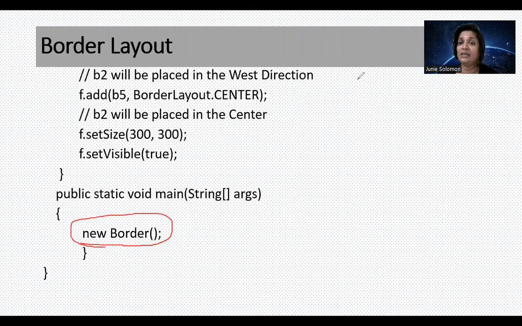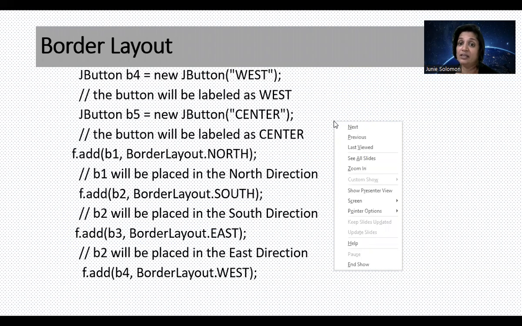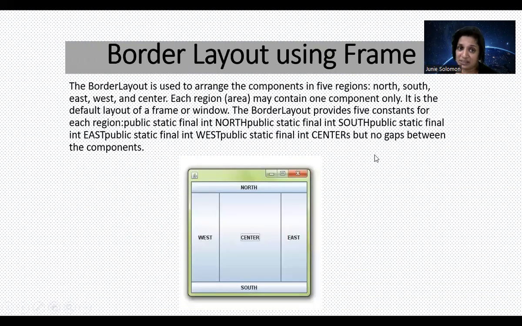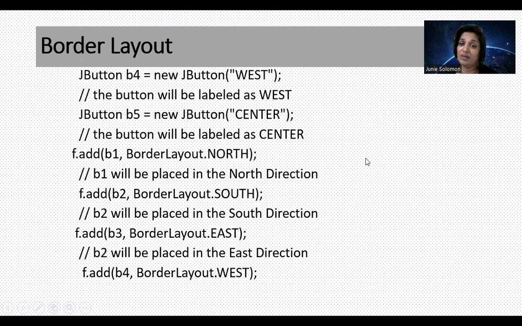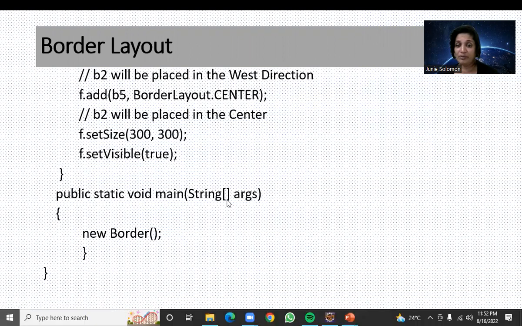So in that constructor, we have written the creation of the object and the creation of the buttons. All these we have written in the constructor. So in this constructor, they will create everything, and finally they will add. That's it. Very simple. Now let's go to our Eclipse and we will do that.